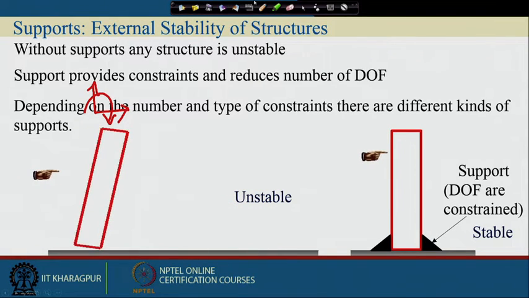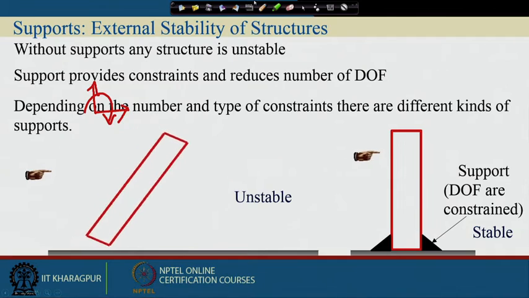Now, the thing is, in order to make a structure stable, we need to decide based on some conditions. How many degrees of freedom need to be constrained? Depending on how many degrees of freedom are constrained, we can have different kinds of supports, right.